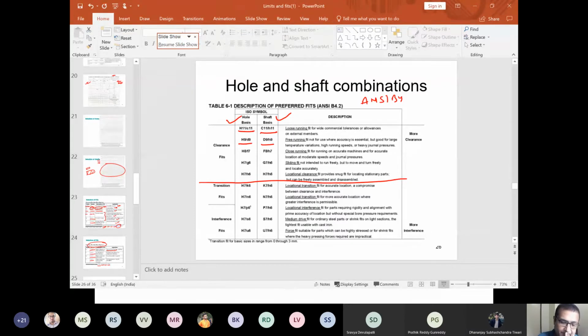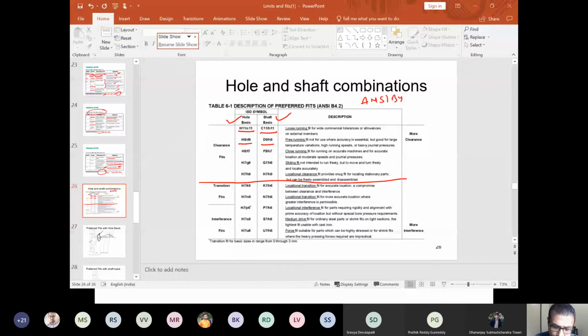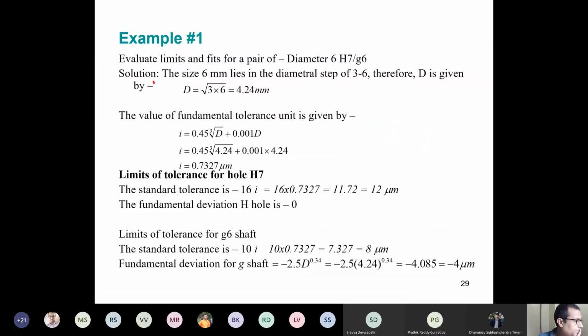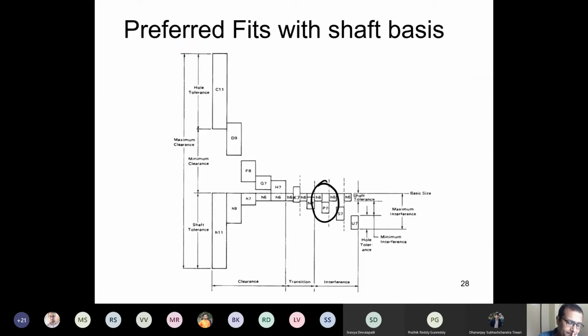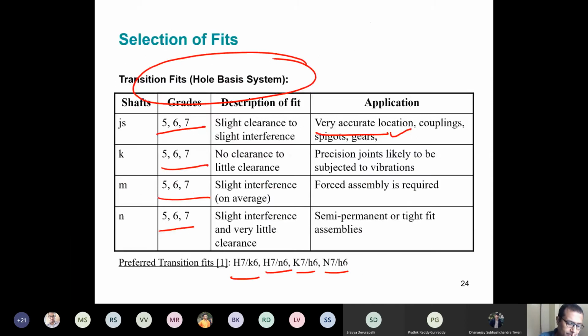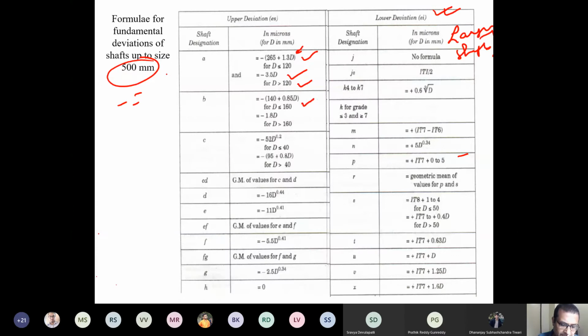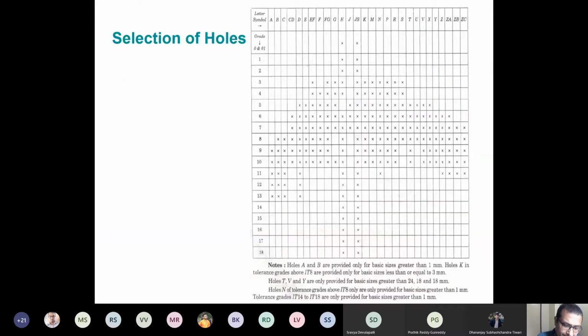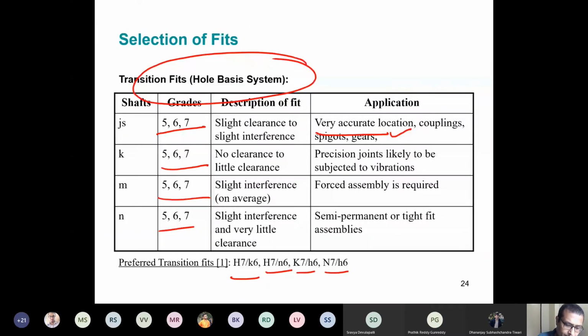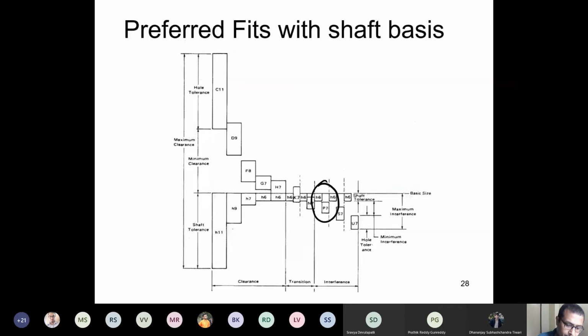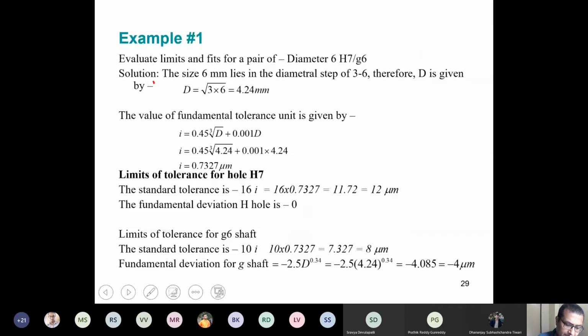Okay. So basically, let me go ahead and do this. Where were we? So we were here, right? So we have to find G. Let's go to G. So G is minus 2.5 D raised to 0.34. So minus basically means lower than the 0 line.